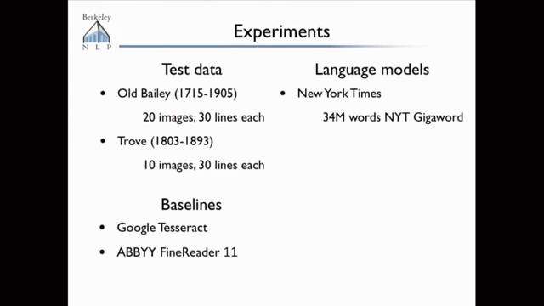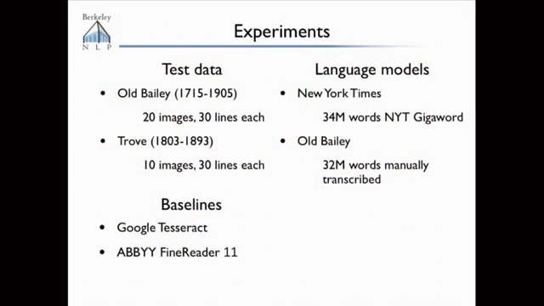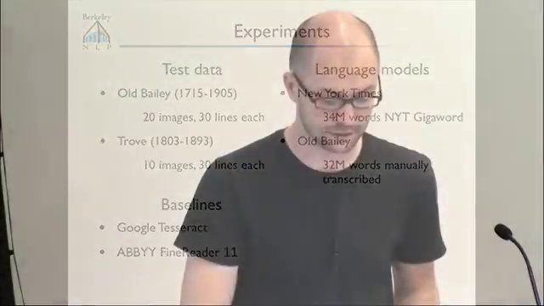The first is out of domain, as I mentioned. This we trained on 34 million words from the New York Times portion of Gigaword. And the second language model is in domain for our data set. And this came from manually transcribed text from the Old Bailey corpus, 32 million words.